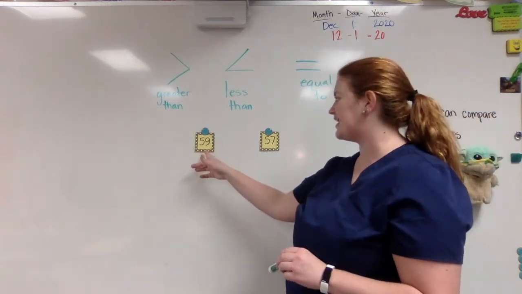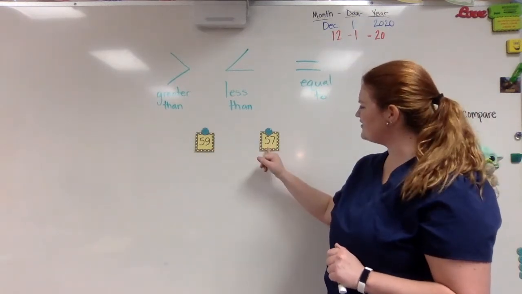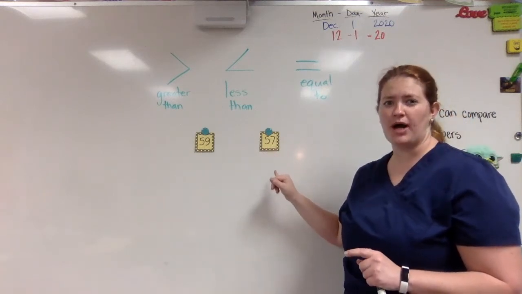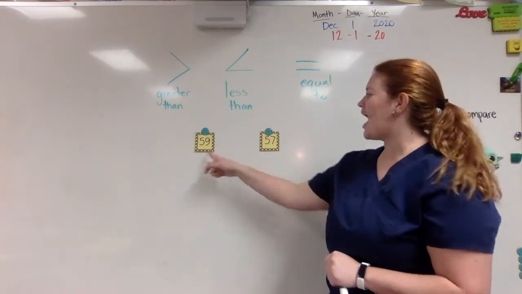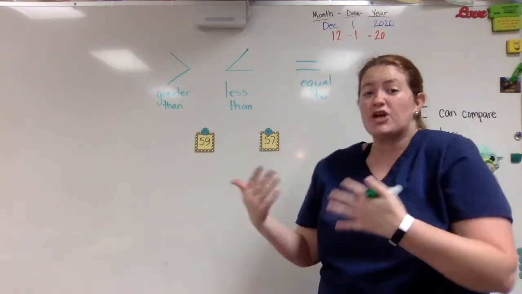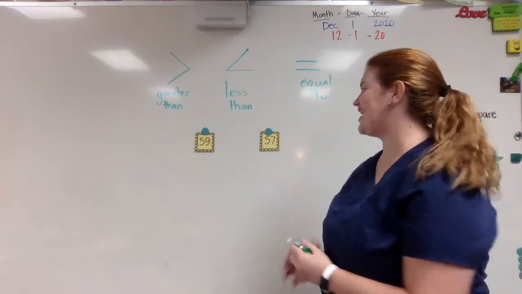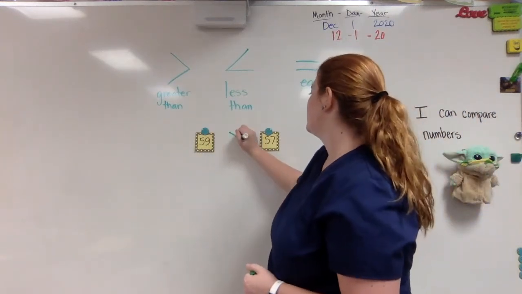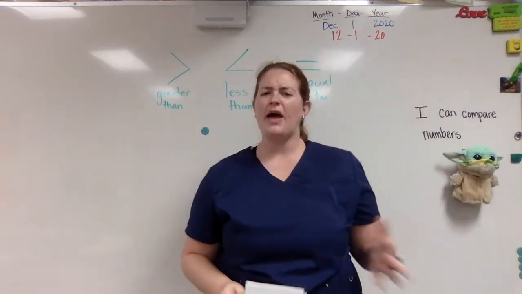Let's see, I have 5 tens and 9 ones, okay? 5 tens and 7 ones. Are they equal? No, ma'am, no siree. I have 9 ones and 7 ones. Oh, I know 9 is a bigger number. It has a greater value than 7. So 59 is greater than 57. That was pretty fun.